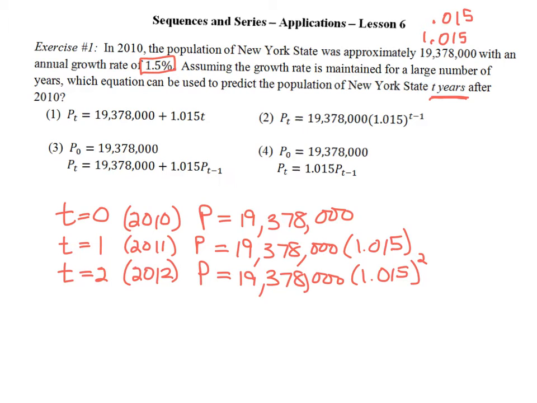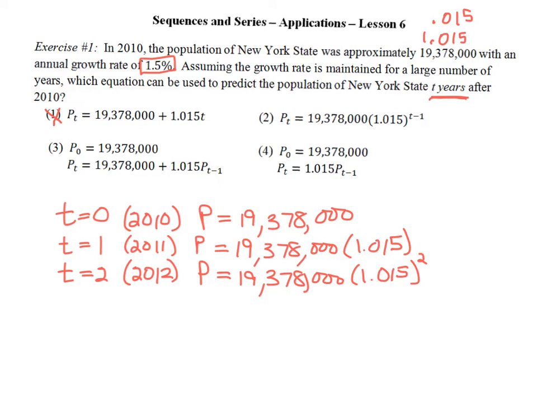In choice number 1, we see that we're starting with the population, 19,378,000. But if we look carefully, I don't think we want to multiply the number of years times 1.015. So that tells me that this one doesn't make sense at all. I'm going to cross that one off. If I look at choice number 2, this one looks really promising because I see that my population is being multiplied by some number of factors of 1.015. But let's really take a careful look at this one.